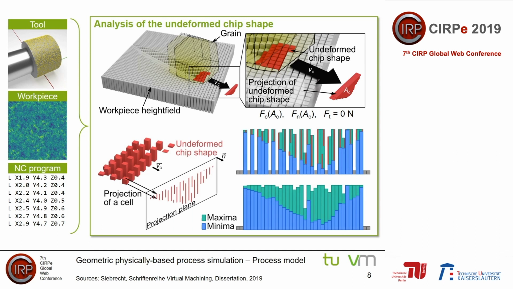For the purpose of determining the undeformed chip area, the height field segments removed from a grain in a simulation step were projected onto a plane. The normal vector of this plane corresponds to the direction of the cutting velocity of the grain, as you can see in this illustration. The undeformed chip area was calculated as the sum of the differences between the minimum and the maximum vertical coordinates in the coordinate system of the projected plane, which corresponds to the resulting green area shown in the slide.